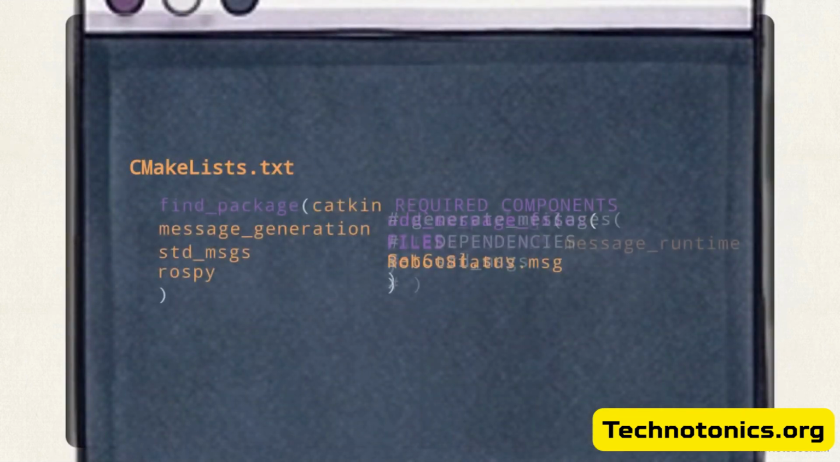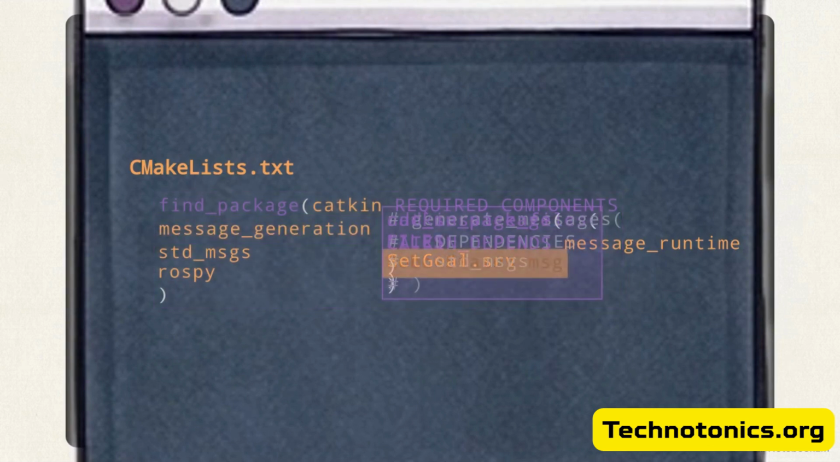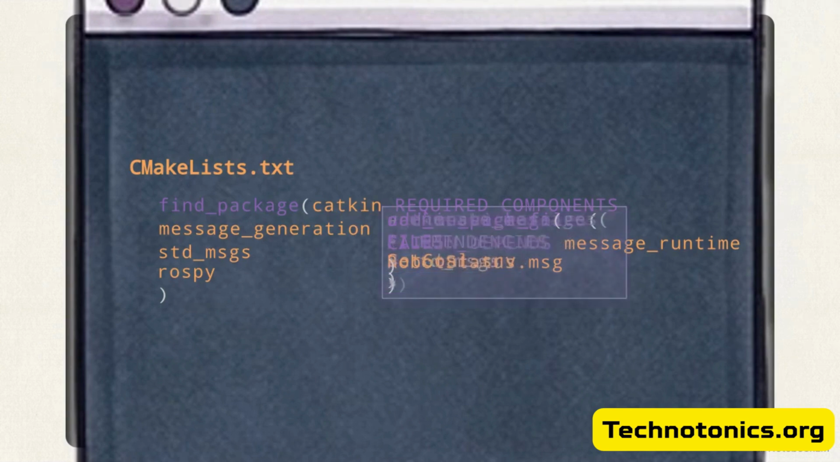We then modify CMakeLists.txt. Missing a required dependency in this specific file is the most common cause of build failures, so we have to update several blocks. In the find_package block of this file, we make sure message_generation is explicitly listed under the required components. Then we explicitly register our 2 files. We place RobotStatus.msg inside the add_message_files block and SetGoal.srv inside the add_service_files block.